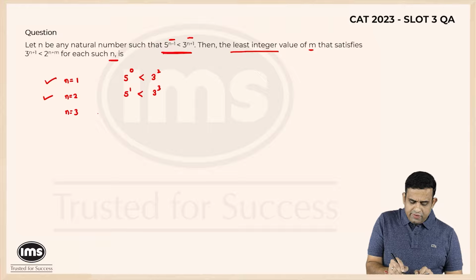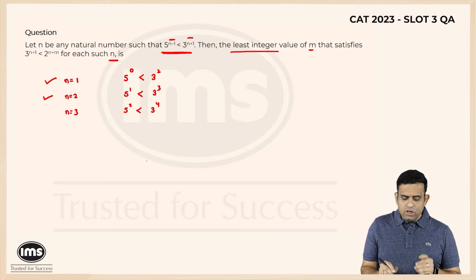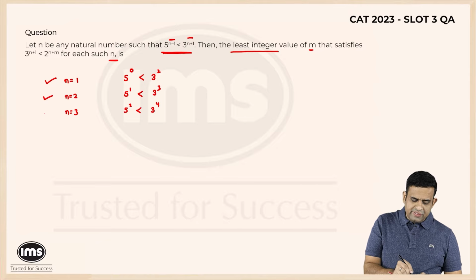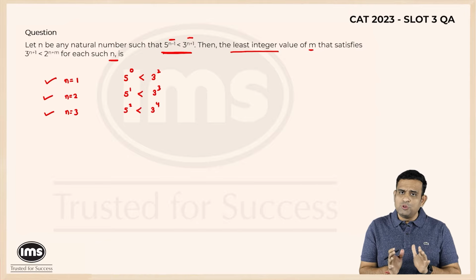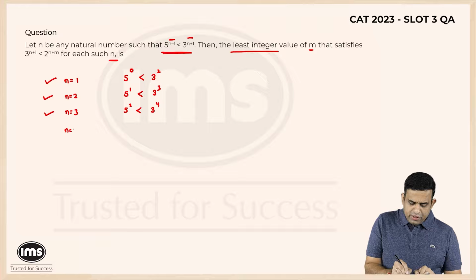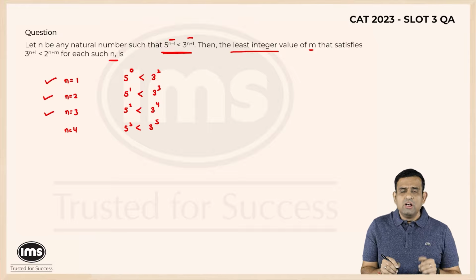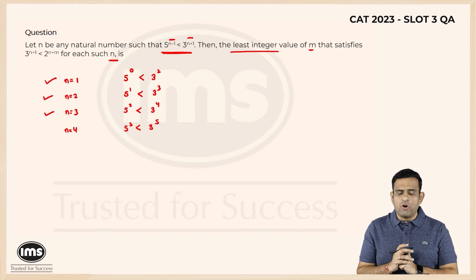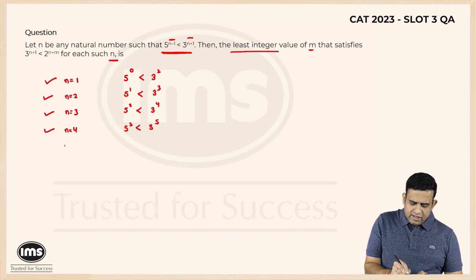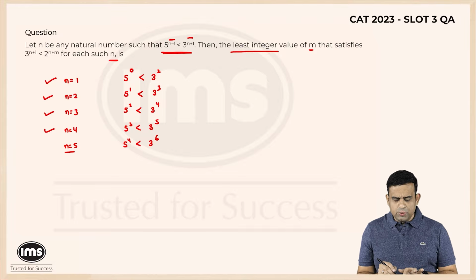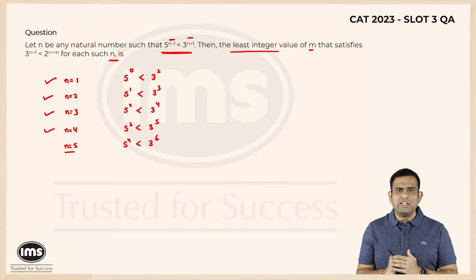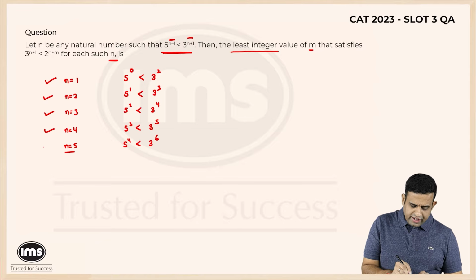n equal to 3 will give you 5 square less than 3 power 4. 25 is less than 81, perfectly fine. So the value of n can also be 3. If I put n equal to 4, we get 5 cube being less than 3 power 5. So 125 is less than 243, also perfectly fine. n equal to 5 will give you 5 power 4 less than 3 power 6. So one can say 625 is less than 729, it's also perfectly fine.